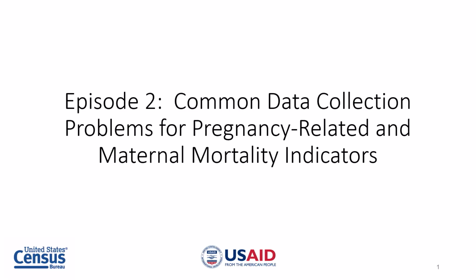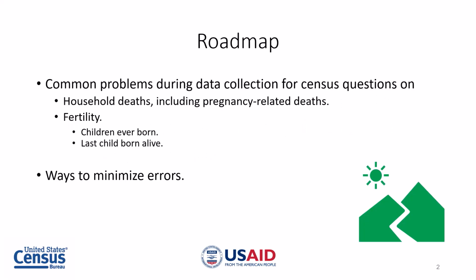In episode 1, we discussed questions necessary to measure pregnancy-related and maternal mortality from census data. In this episode, we will discuss common problems during data collection for these questions and how to avoid them. We will first discuss common problems during data collection for census questions on household deaths, including pregnancy-related deaths. We will then discuss common problems with fertility questions, including children ever born and last child born alive. We will then discuss ways to minimize these errors.